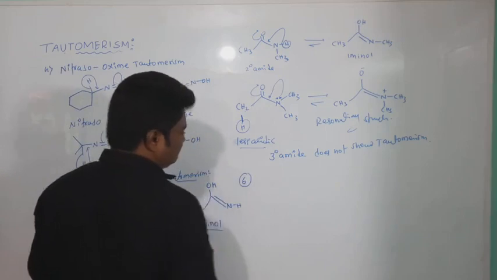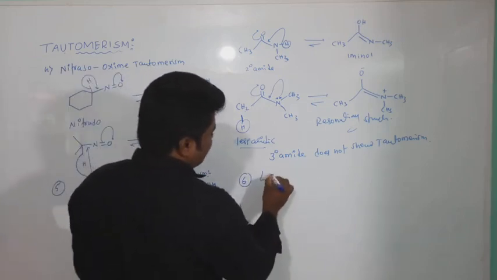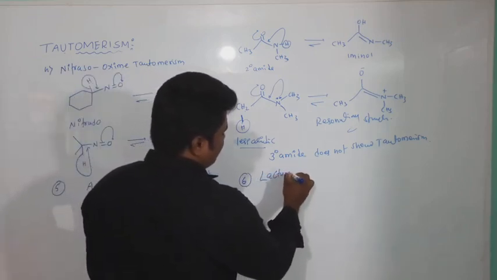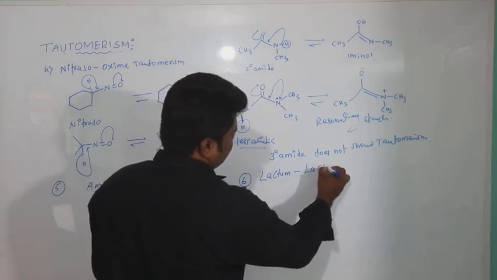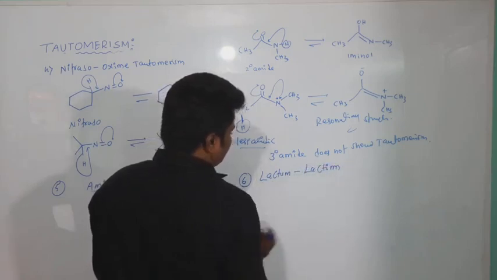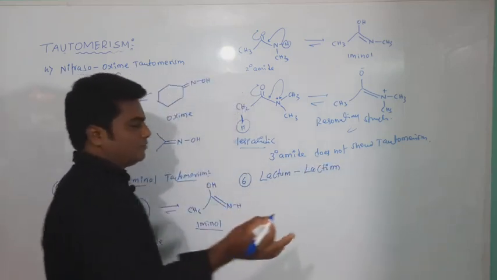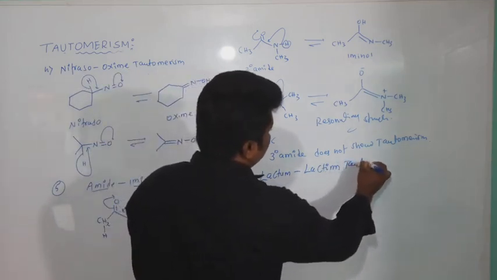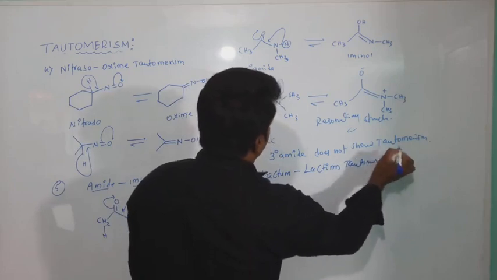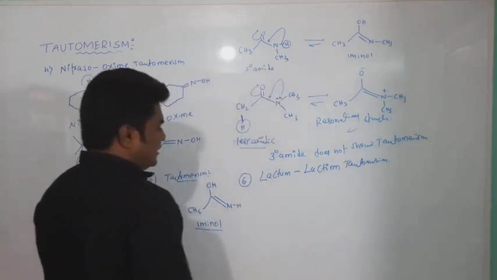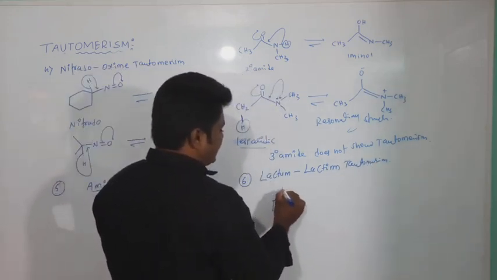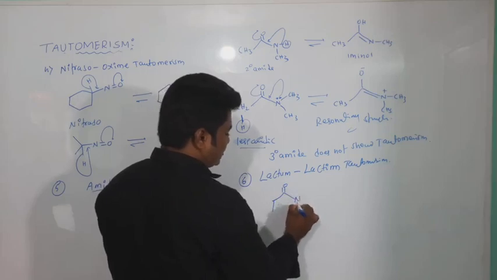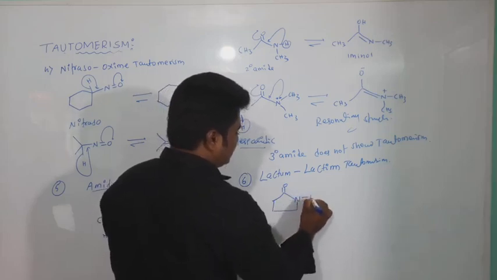Now see here, this is amide imino. Then the sixth one is what? That is lactam and lactim. Actually lactam isomerism is very simple: cyclic amide. See, lactam, lactim tautomerism. All are tautomers, but the names are different based on the reactant. And see here, if you take the cyclic amide, this one is the cyclic amide.